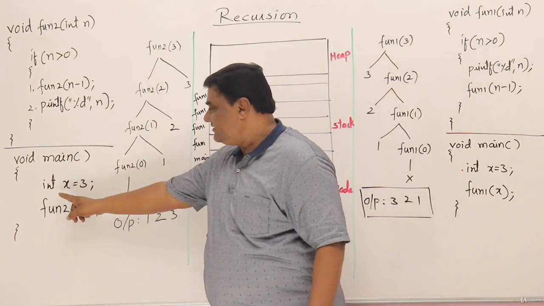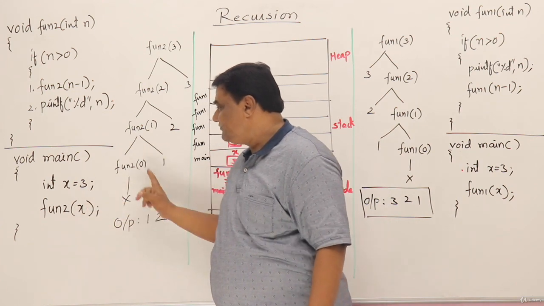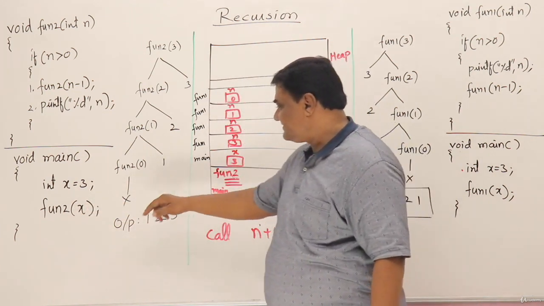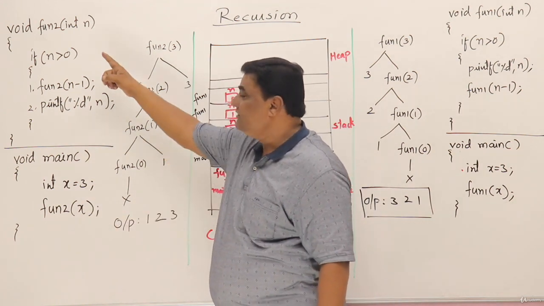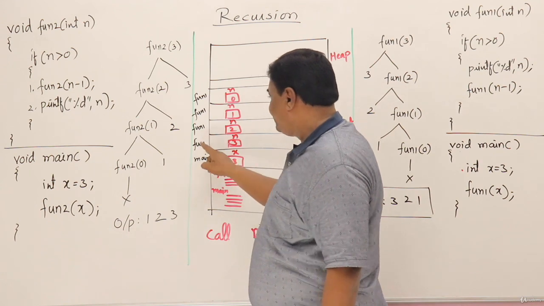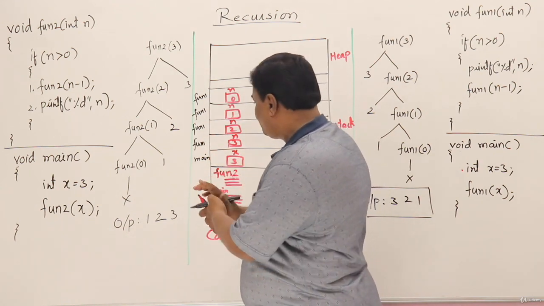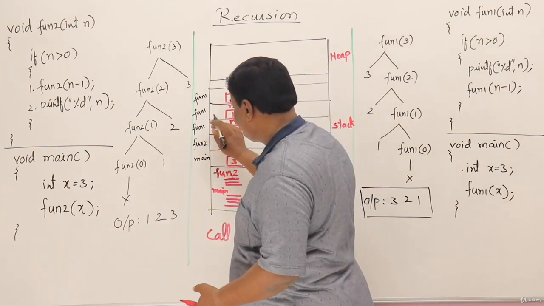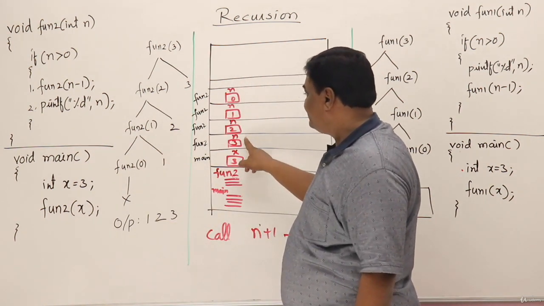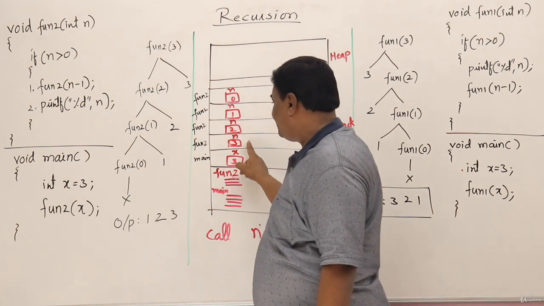The program starts from the main function. So the first variable x. So the activation record for main is created, having the value 3 in x. And it will call function fun2. Once the function fun2 is called, an activation record for fun2 is created. So all these are for fun2 now, so I'll just change them. So the first call, n equal to 3, is created. That is this one.